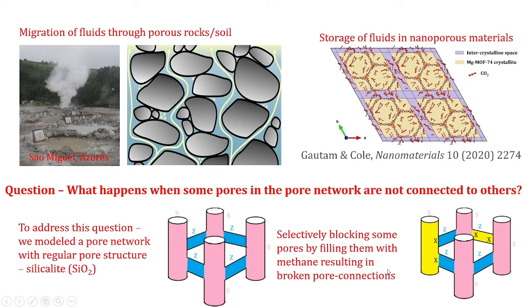We started by selectively blocking some pores by filling them with methane, which resulted in some broken pore connections. So, for example, we put methane molecules in this pore and this pore, and because of these, the connections between this pore and the neighboring pores were broken.